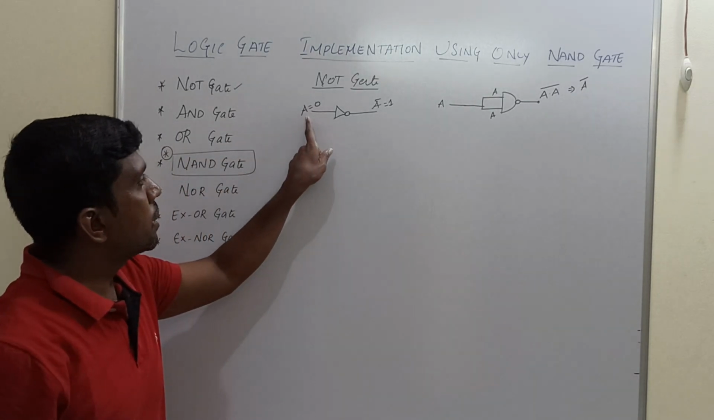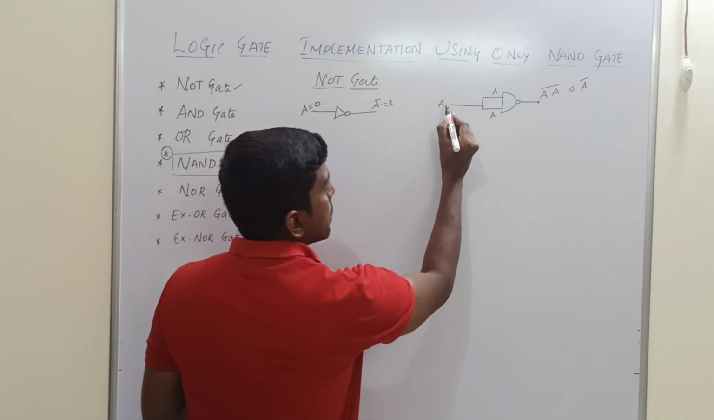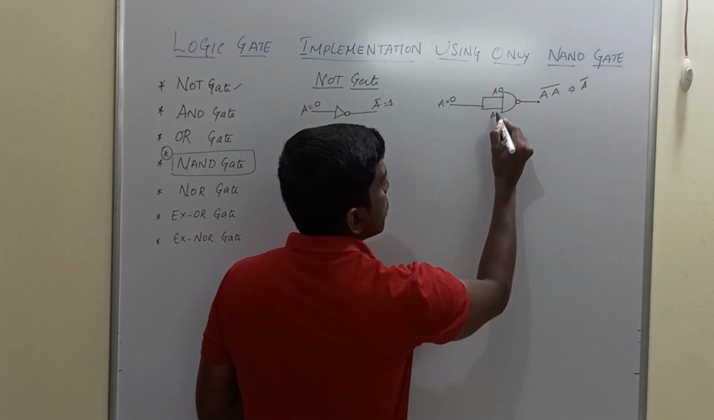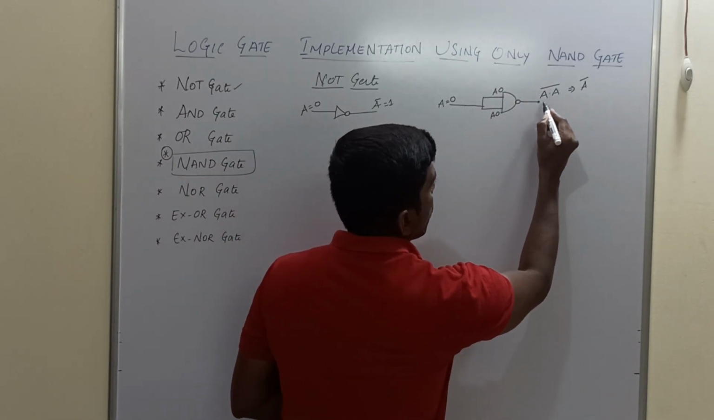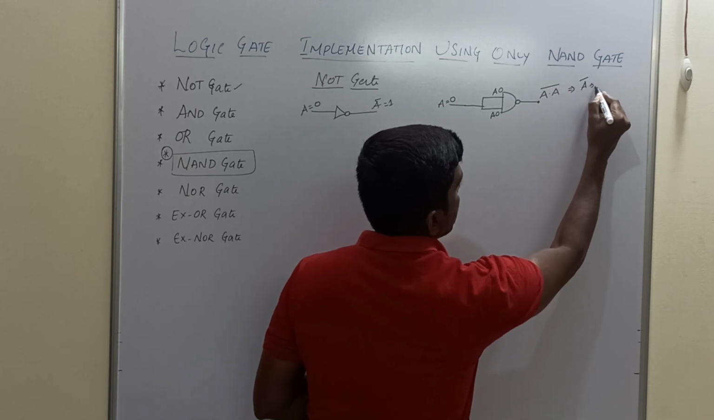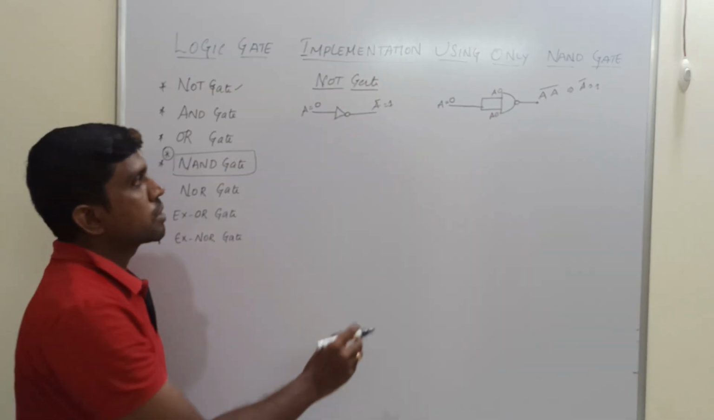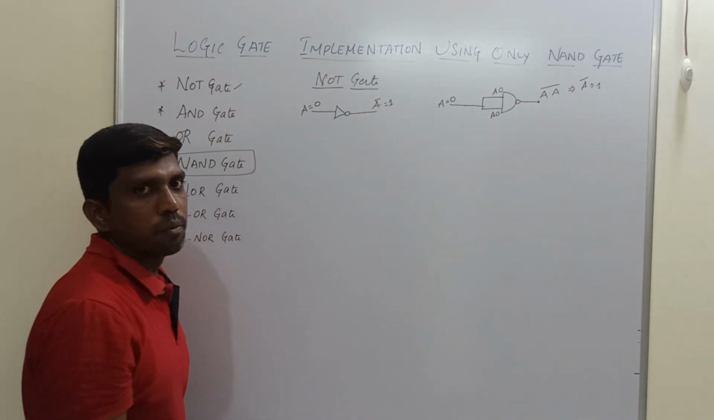So here input value A equal to 0. Let me assign the same value A equal to 0. So 0, 0. The corresponding output is 1. So A bar value equal to 1. It produces the same result. So it's an equivalent NAND inverter.